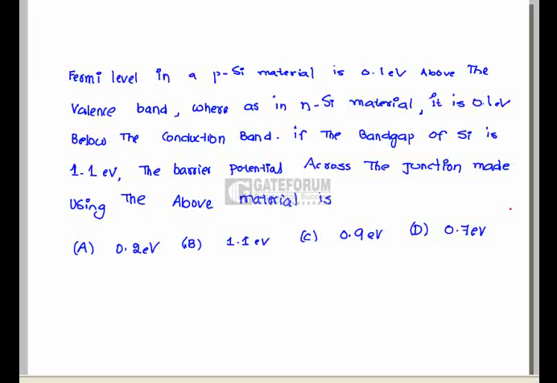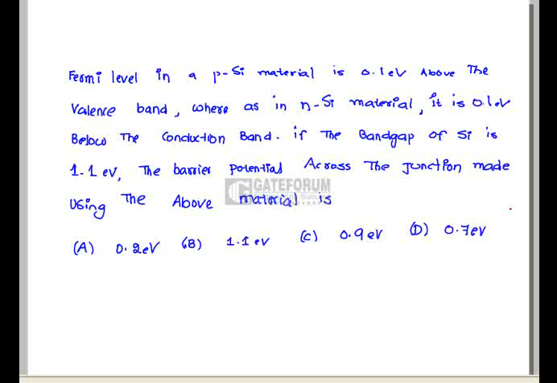Question is, Fermi level in p-type material is 0.1 electron volts above the valence band, whereas in n-type silicon material it is 0.1 electron volts below the conduction band. If the band gap of the semiconductor material, which is silicon, is 1.1 electron volt, then the barrier potential across the junction made using the above material is.